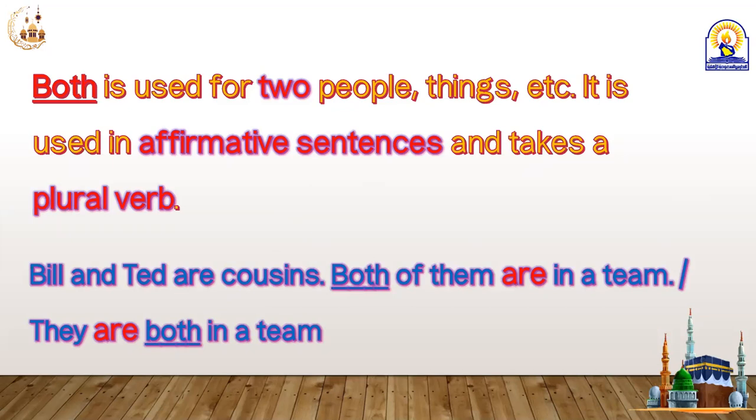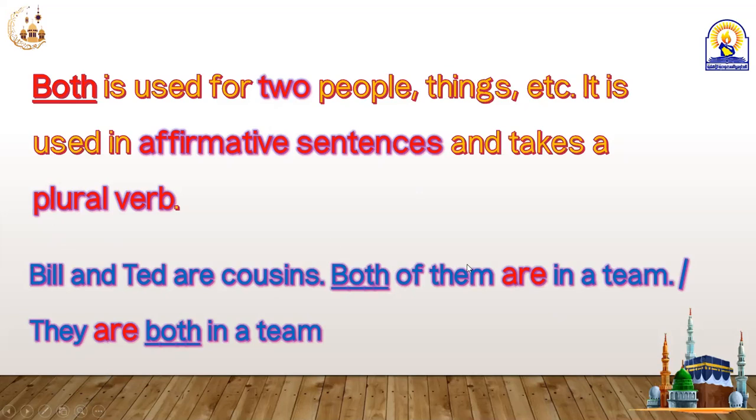Two. Who are they? Bill and Ted. Excellent. So when we talk about two guys, we use both, not all this time. We use both because we are talking about just two guys, Bill and Ted. They are cousins. Both of them are. Here we use a plural verb. Why a plural verb? Because we are talking about two guys, and two in English is plural.